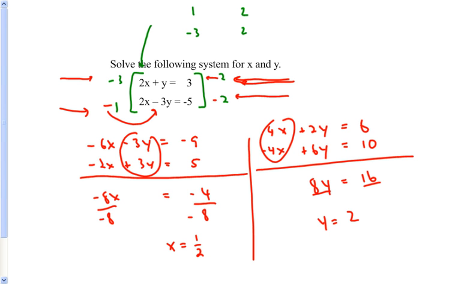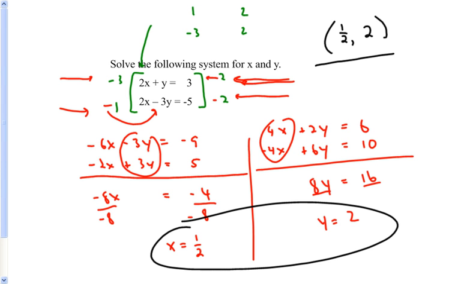Well, that's a fine answer, except the homework is going to want you to write that as a point, x and y. So your x point is 1/2, your y point is 2. I'm fine with these answers. The homework's going to want this as a point inside parentheses because you have an x and a y.